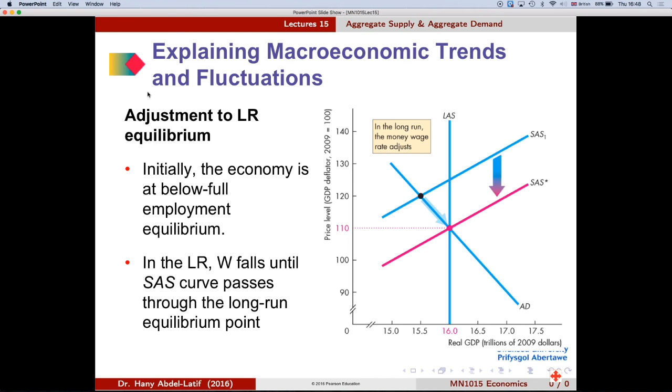So that is the long run macroeconomic equilibrium. In this situation, the equilibrium happened before, at this black dot here. As I said, the money wage rate, or the wages, are sticky, and it takes time until it adjusts, but in the long run it will adjust until we go back to the equilibrium here. So in this case, the money wage rate will fall, and this will cause the short run aggregate supply to shift to the right until we reach the long run equilibrium point.